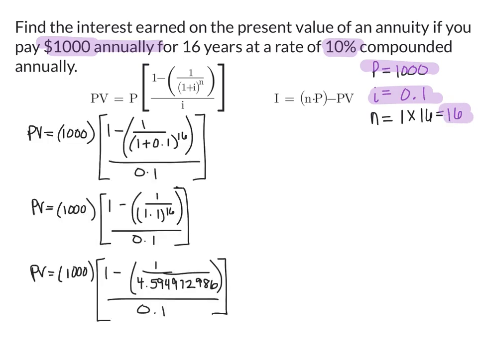So first, we substitute the values for P, I, and N into the formula. Now we're going to work from the inside out, looking at the parentheses, and we'll add 1 plus 0.1 together, and we get 1.1. Next, we'll raise 1.1 to the 16th power, and you should get a decimal of 4.594972986.